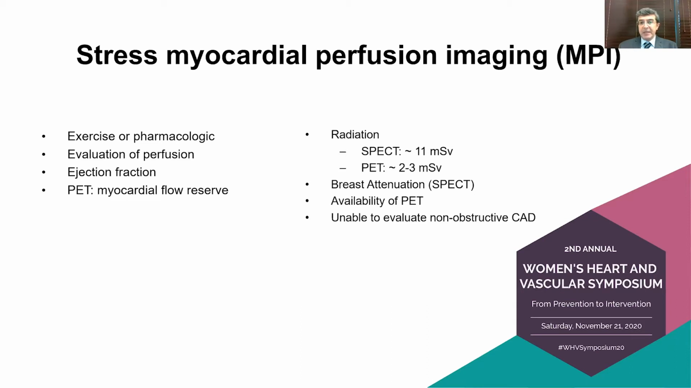The problem that we have with those types of stress tests is radiation. We know that SPECT could give up to 11 millisievert of radiation. PET depends on the tracer that we use, 2 to 3 millisievert. We know that in SPECT we can get breast attenuation. We know that there is a problem with the availability of PET. And again, for non-obstructive coronary artery disease, we don't get any information from those tests.